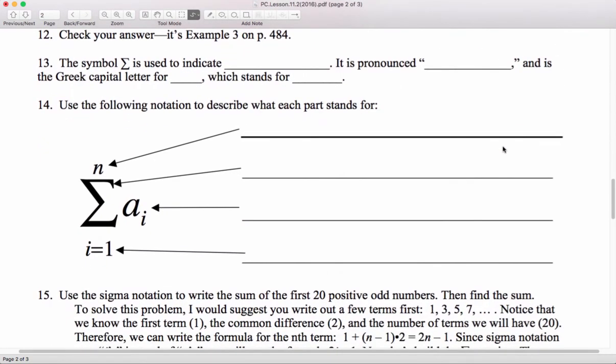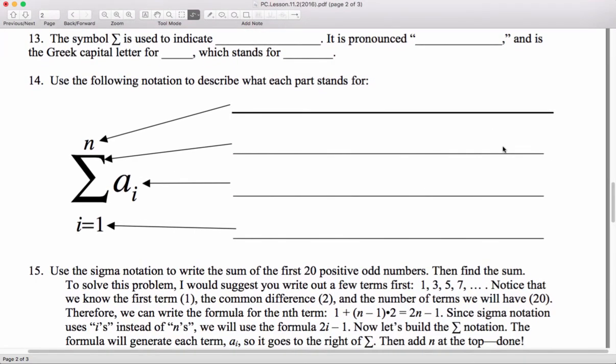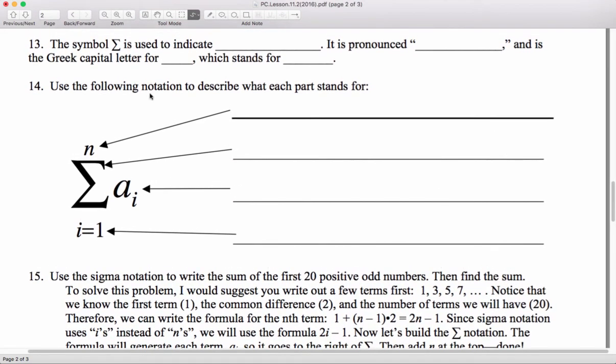Now we turn our attention to a symbol that you have seen before. It's the Greek symbol, kind of looks like an E, but it actually is pronounced sigma. I'm sure you remember that from Algebra 2. That's called sigma, and it indicates addition.